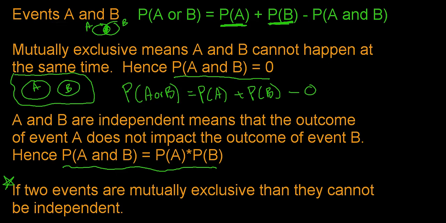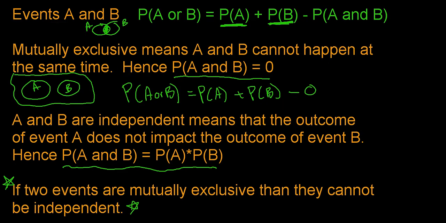An easy example I use in class is getting an A and getting a B on a test. You cannot get an A and a B on a test. You can only get one or the other. So the moment you get an A on a test, the probability of you getting a B drops to 0, which means A affected B. That is not independent. Remember, independent means they do not affect each other. So this is a pretty important statement to understand. If two events are mutually exclusive, they cannot be independent.